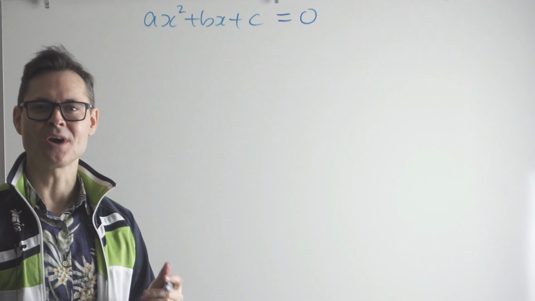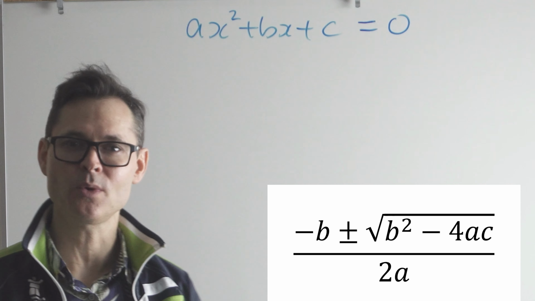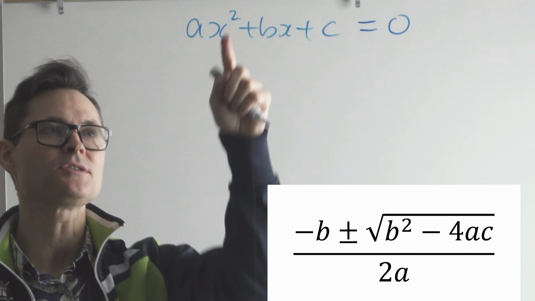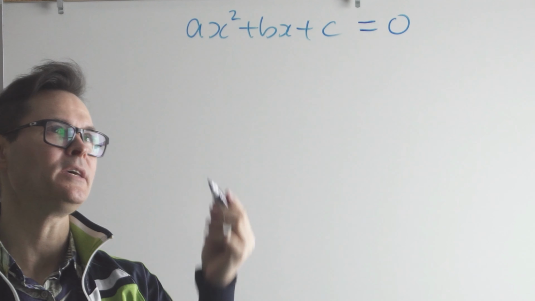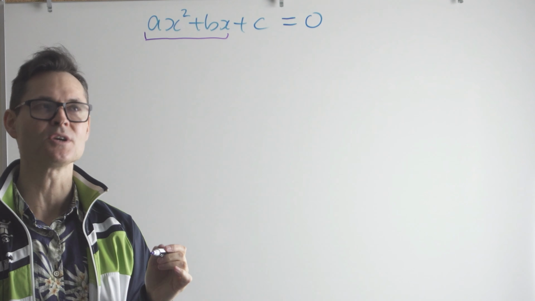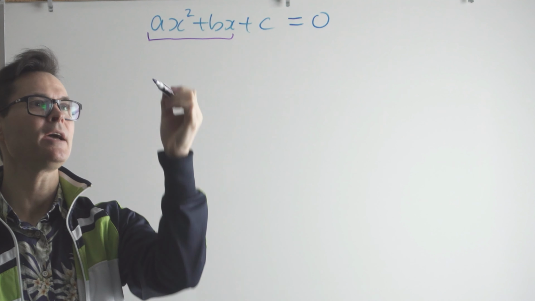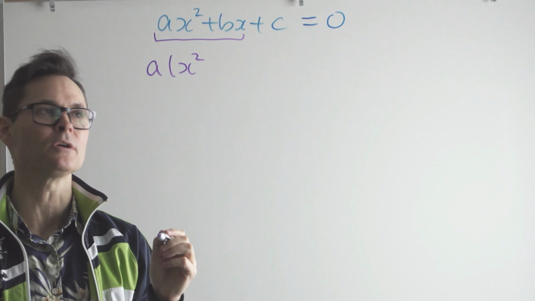All right, today we're going to derive the quadratic formula, which is a formula you normally use to solve a quadratic equation. And a quadratic equation is degree 2. To develop it, we use completing the square. I'm going to focus mainly on the first two terms, and I am going to factorize the a from the first two terms, not the third term.